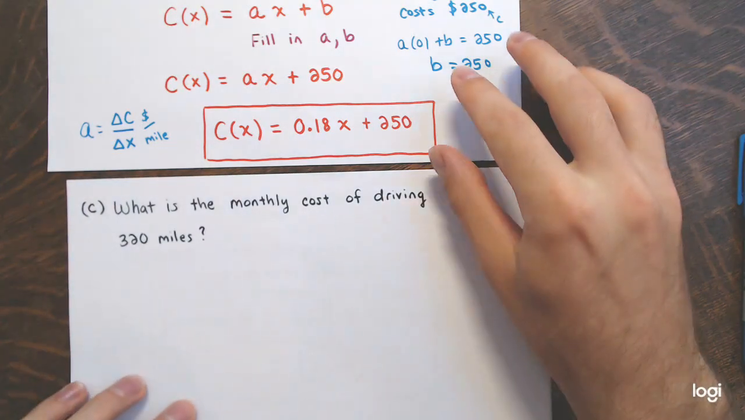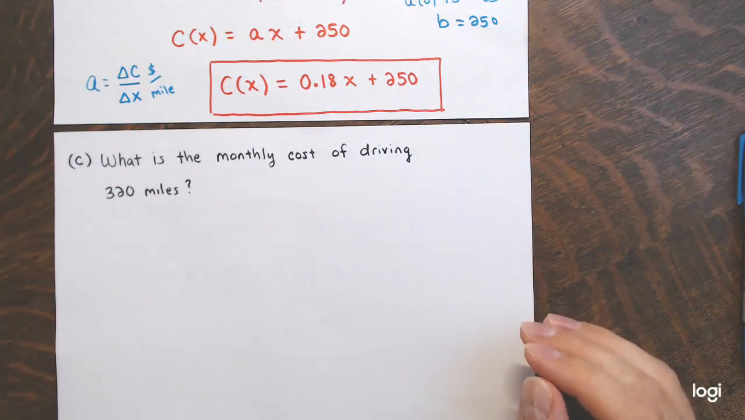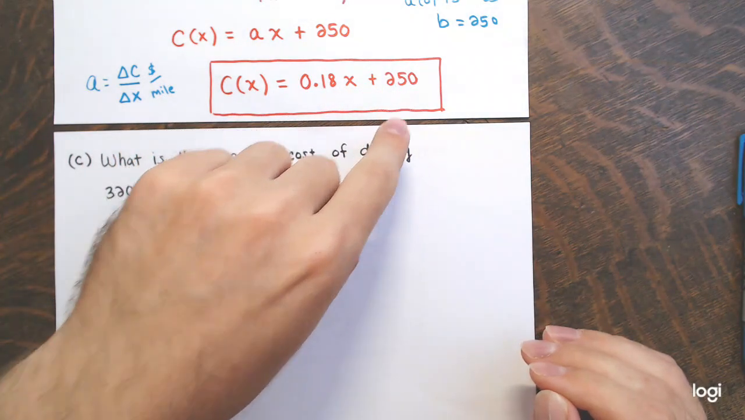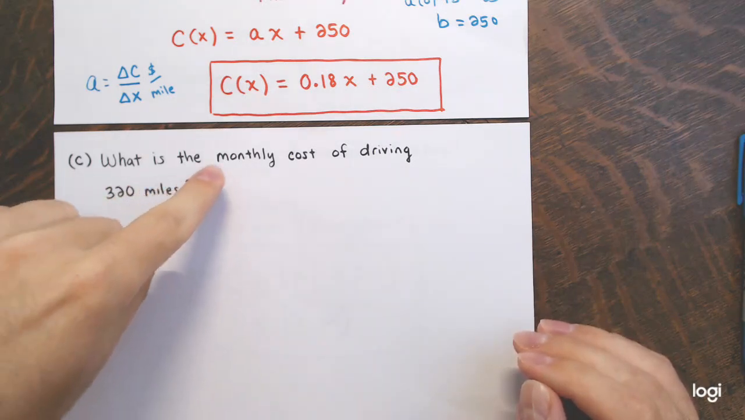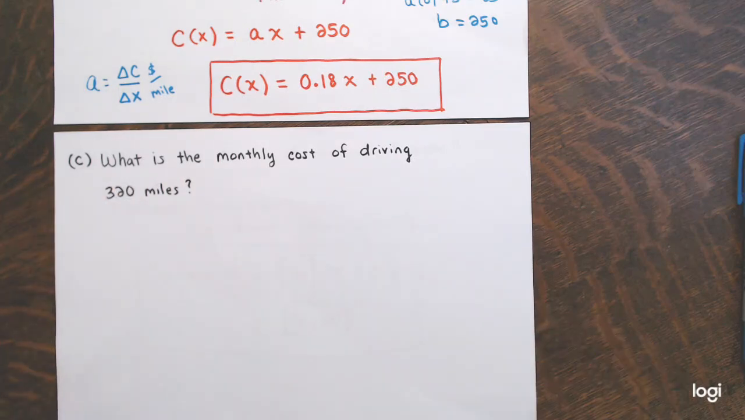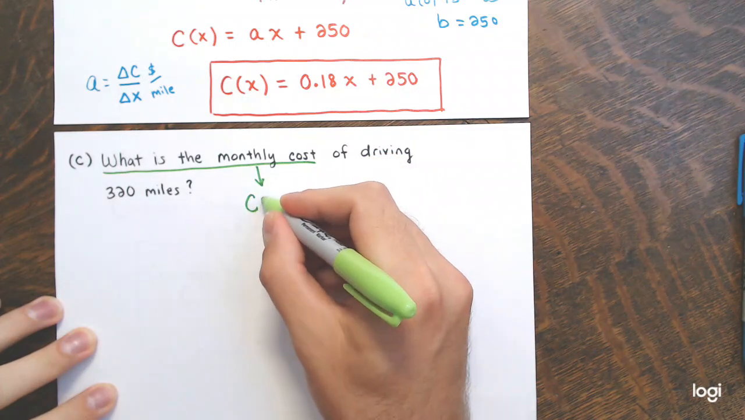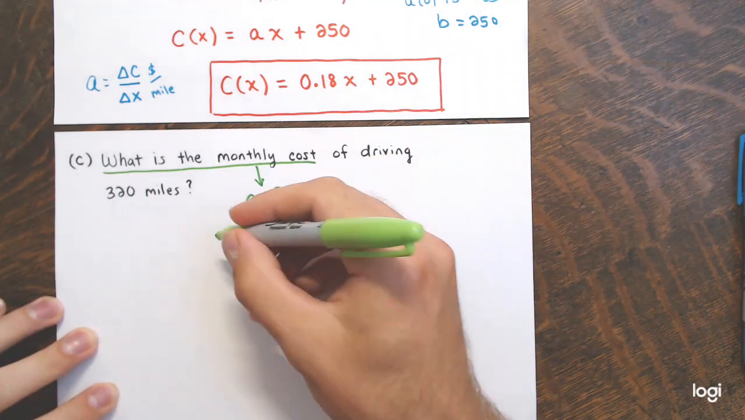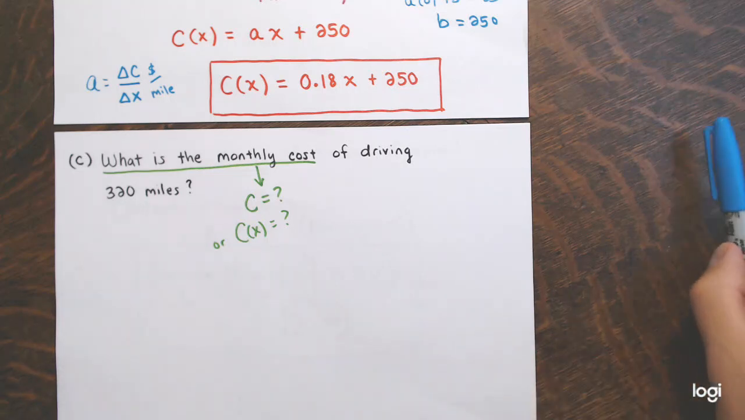So now here's where it gets to be like the last example, my first example from this video. So I've got the model, right? It costs $0.18 per mile. I'm driving x miles, and then add the $250 cost for the monthly cost. And the question here is, what is the monthly cost of driving 320 miles? So look at what's unknown here. What is the monthly cost? That's the C, or the C of x. That is unknown. What is the value of C, or C of x, of driving 320 miles?